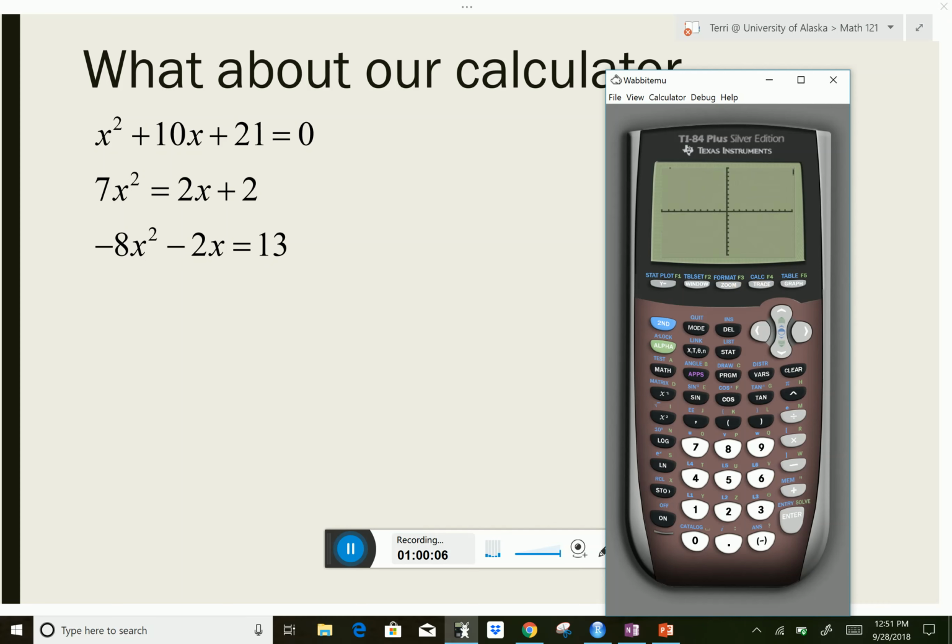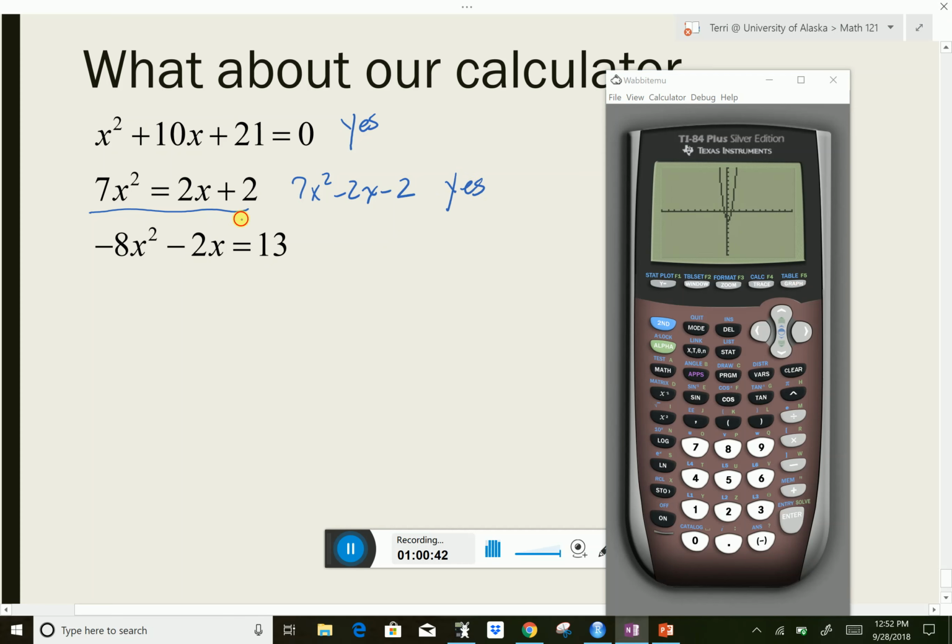I'm just going to standard zoom in right now. Okay, can that be done on our calculator? Yes. What about this one? 7x squared minus 2x minus 2. Can that one be done on my calculator? 7x squared minus 2x minus 2. Graph. That one can be done on your calculator.